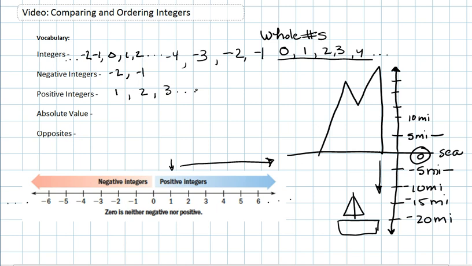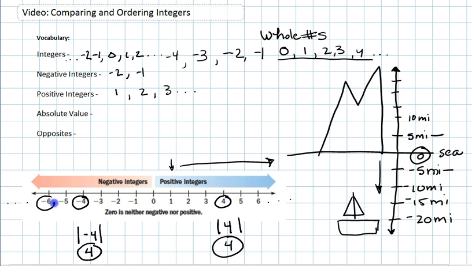Now here's another definition: absolute value. The absolute value of a number is its distance from 0. So let's take the number 4. The absolute value is shown like this. So here I have the absolute value of 4. Well, what's 4's distance from 0? It's 4. What about -4? I'm looking for the absolute value of -4. What's its distance from 0? Well, it's also 4. Absolute value is a positive number because it reflects the distance of a number from 0.